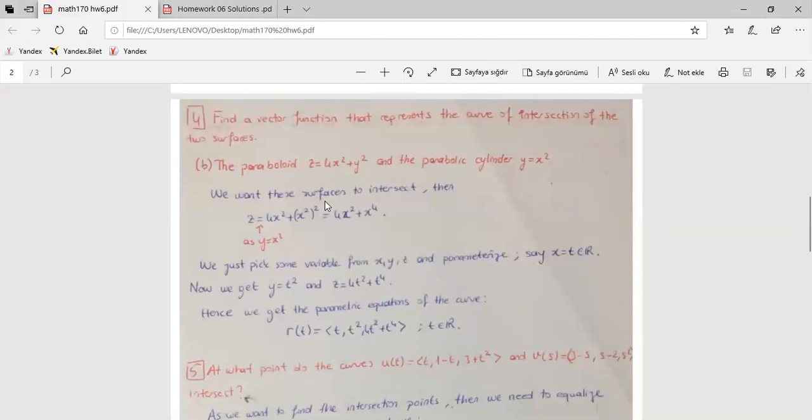Now, how do we find the intersection of these two surfaces? So we see that y equals x squared, then we should plug that into this equation of z, okay? So z equals 4x squared plus y squared, and as y equals x squared, we get x to the 4. Now we have an equation of z in terms of only x, and y is also given as a function in terms of only x.